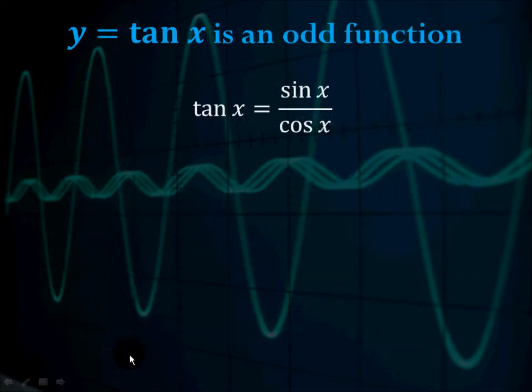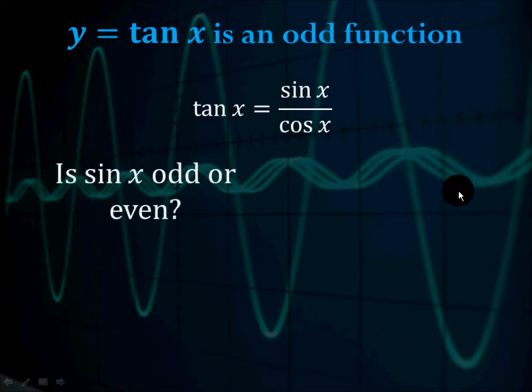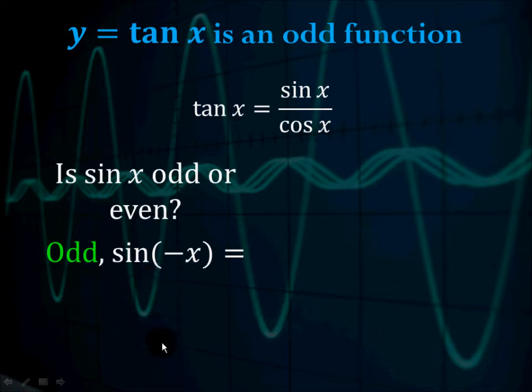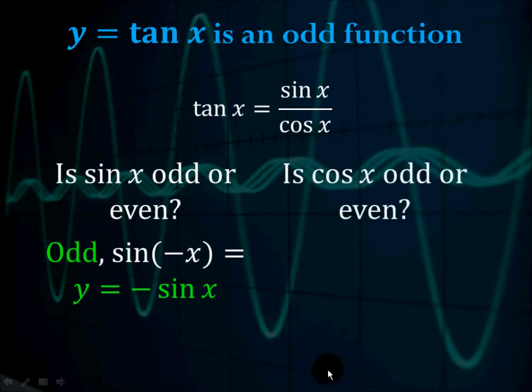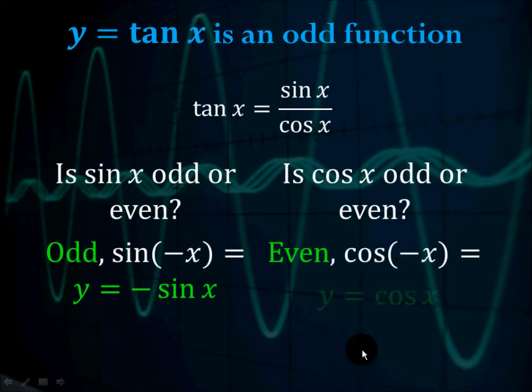So let's explore the fact that tangent is an odd function. If you remember, tangent of x is defined as sine of x over cosine of x. So is sine of x odd or even? Well, if you remember from what we did before, the sine of x is odd, which means the sine of negative x equals negative sine x. Likewise, cosine of x is even, because if you remember, the cosine of negative x equals the cosine of x.